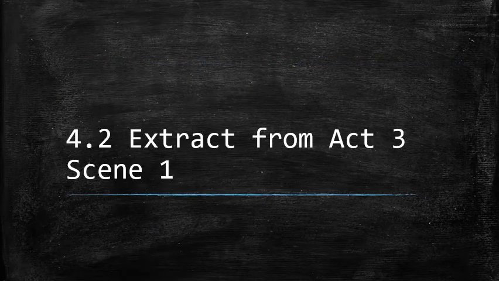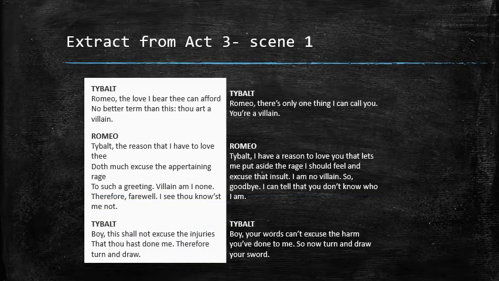So 4.2, we will be looking at an extract from Act 3, Scene 1. We will compare the text side by side again, with the left-hand side being the old original text and the right-hand side being the modern translation. Let's take a closer look at this extract. We have an interaction between Tybalt and Romeo. So on the left-hand side, we've got the original text, and on the right-hand side, we've got the modern translation.